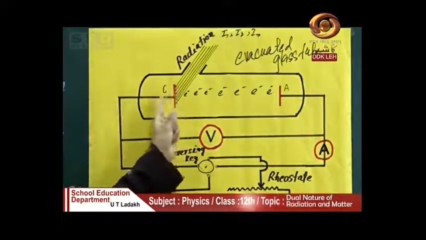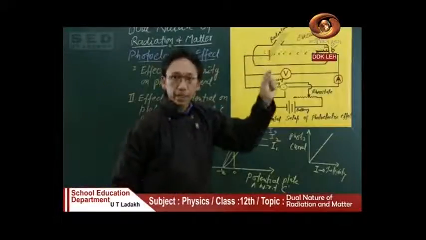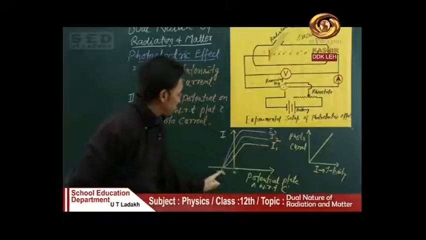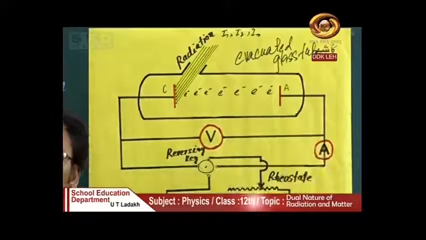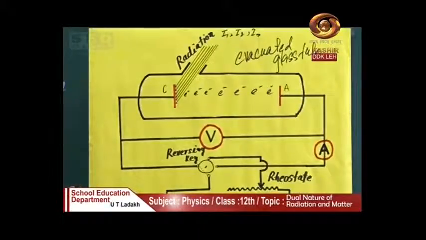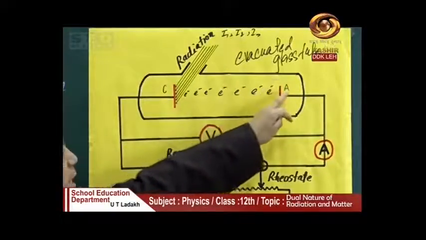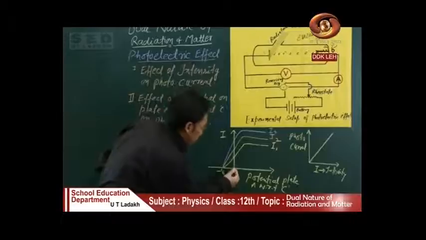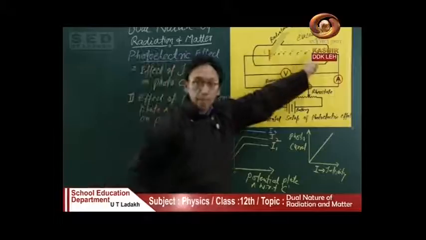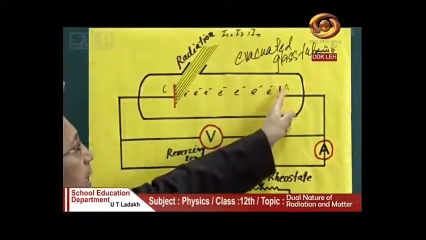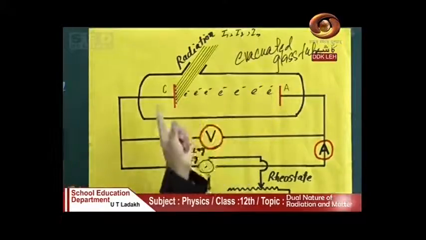So electrons are emitted from this metal surface, that is the photosensitive material, with different kinetic energy. At this value of the potential V0 given to the plate A, it repels all the electrons reaching plate A, because we are making it negative. Since we are giving negative potential to the plate A, this negative potential will repel the electrons.